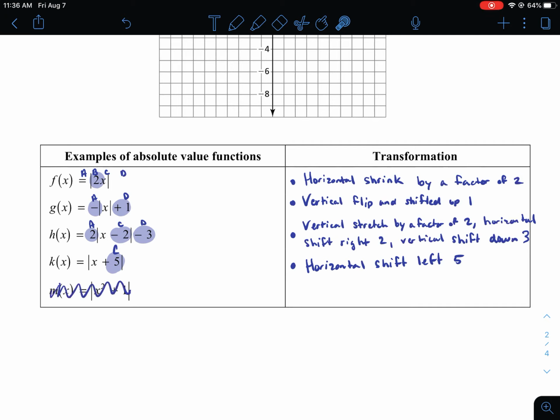The last one is kind of crazy. I'm not going to do that one. That's a quadratic and an absolute value. That's above where you need to do. So I'm not going to have any problems like that. So I crossed that out.